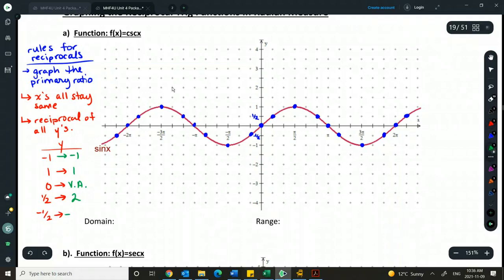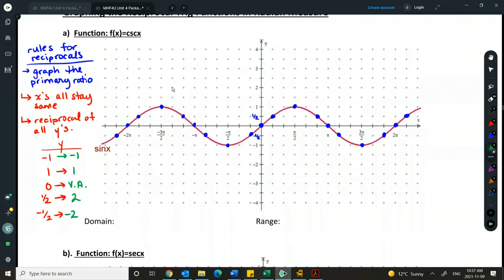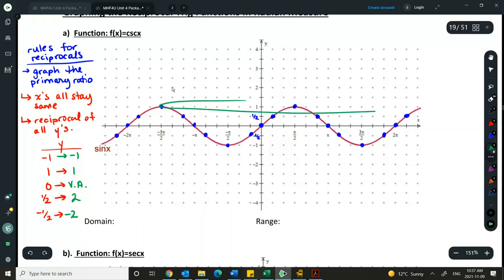Negative 2. Okay, so if all the x's are staying the same, all of these points are going to stay lined up with the same x's. I'm just going to take each of these y's, and I'm going to flip them into these values, right? We'll do the reciprocals. So negative 1s and 1s will all stay the same, right? Because the reciprocal of negative 1 and positive 1 is negative 1 and positive 1. So look at all your 1s and negative 1s. Those will stay the same.